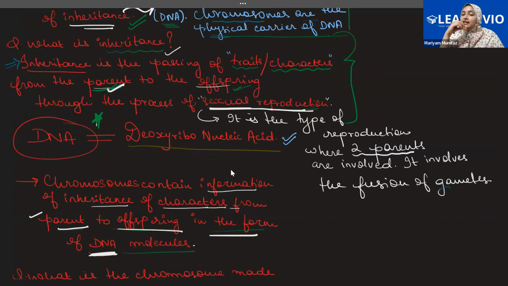And inheritance can be done only and only when the DNA is present, or else it will not be done. So inheritance is the passing of traits or characters from the parents to the offspring through the process of sexual reproduction. What is sexual reproduction? This is the type of reproduction in which two parents are involved, and it happens by the fusion of a male and a female gamete. Clear?